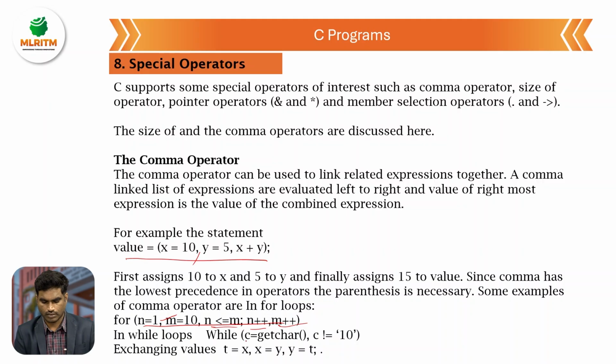In a while loop, while c equal to getchar comma c not equal to 10. Next, exchange the values: t equal to x comma x equal to y comma y equal to t.